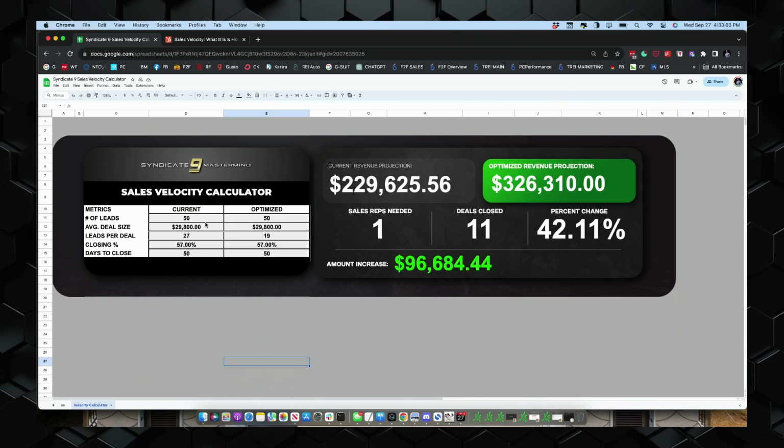So this is why I love this calculator, because it shows you a prediction based upon your numbers of what you can expect annually. We track our numbers literally on a weekly basis, a monthly basis, a quarterly basis. I'm always asking my team, what can we do to get better? And we're tracking individually all of our different reps on their leads per deal. All right, so enough of that.